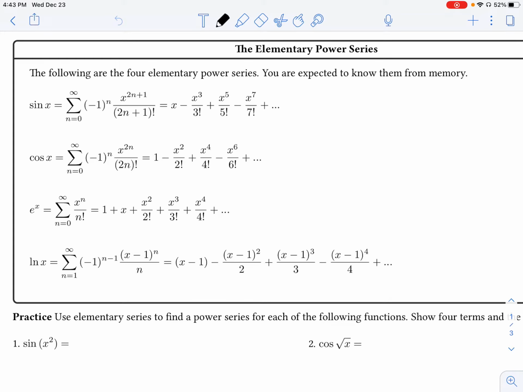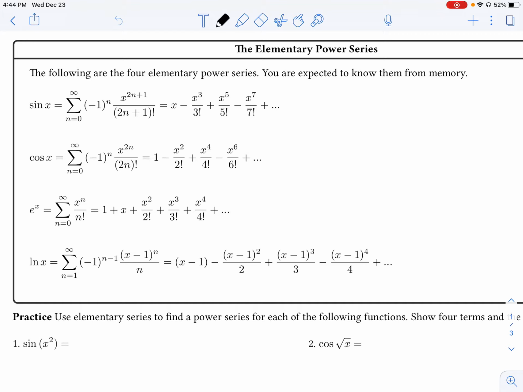So far in this course, we've gone over and learned about a couple of different power series. The four that you see here are what are known as the four elementary power series. You're expected to memorize these and commit them to memory because these are four series that we will be using over and over again to write the power series for more complicated transcendental functions.